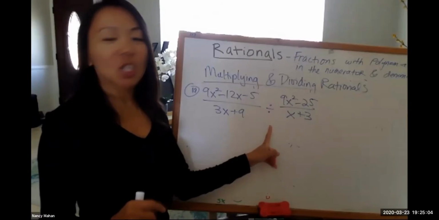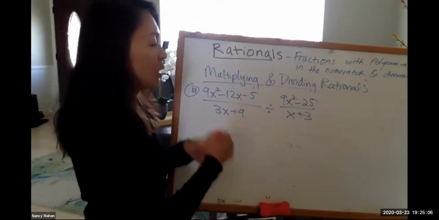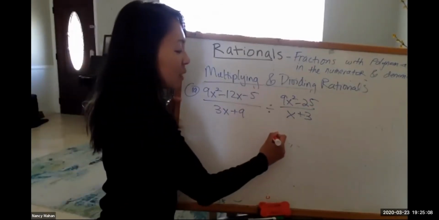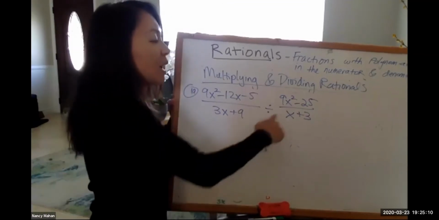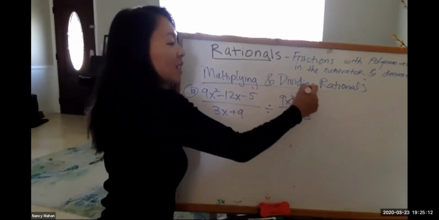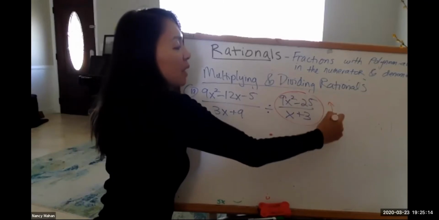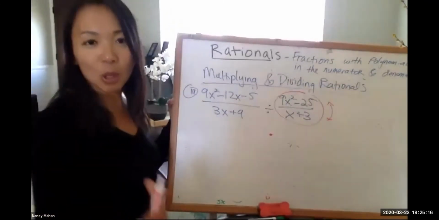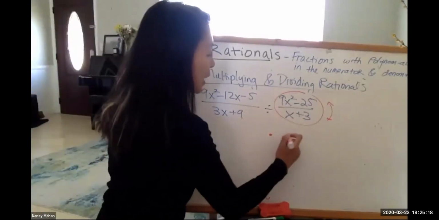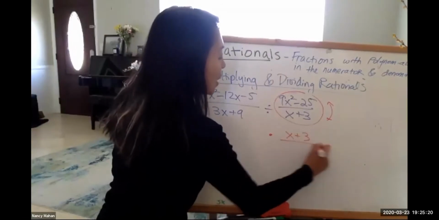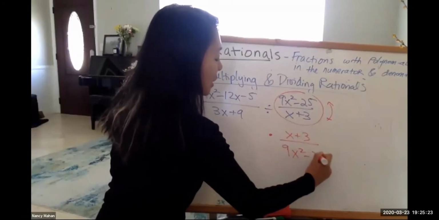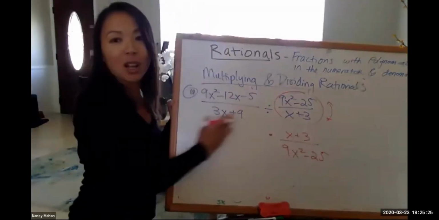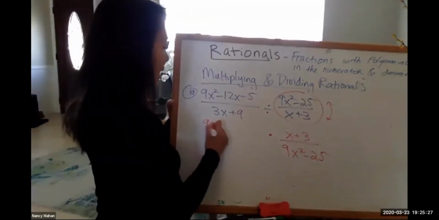If I see division, I'm going to change that to multiplication. I'm going to put a dot for multiplication. And what I do with this, I take the second one and I flip it upside down, or in other words, multiply it by its reciprocal. So I get x plus 3 on top. On the bottom, I have 9x squared minus 25. I do not touch the first one. The first one stays as is.